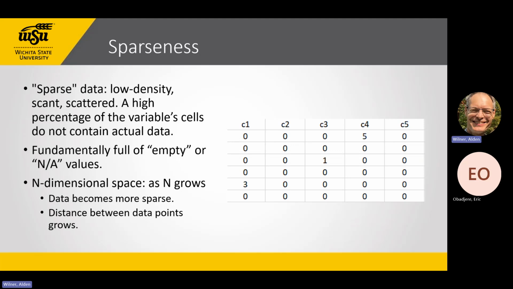Sparseness. Sparse data is low density, scattered. A high percentage of variable cells don't contain any useful or actual data, right? You're fundamentally full of empty or not available values. You're basically in outer space, right? Mostly empty. In n-dimensional space, as n grows, the data becomes more sparse. The distance between the data points grows, right?